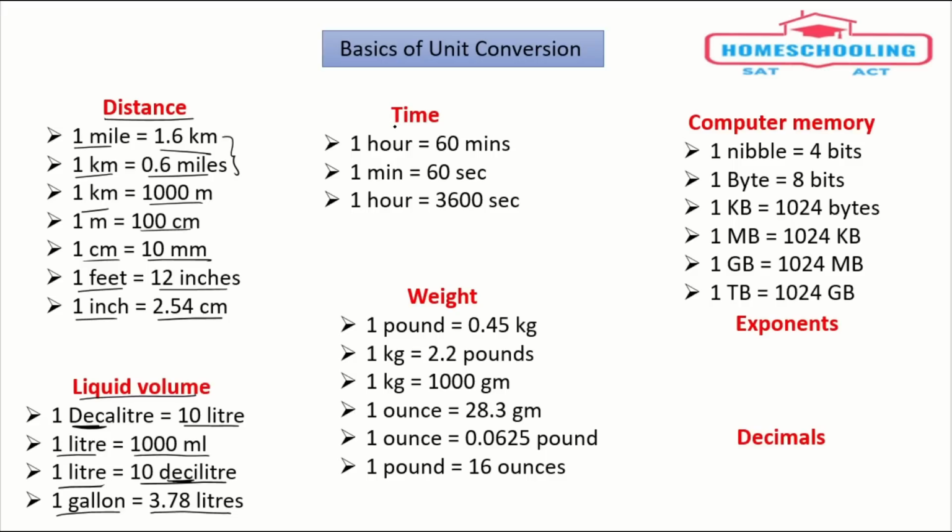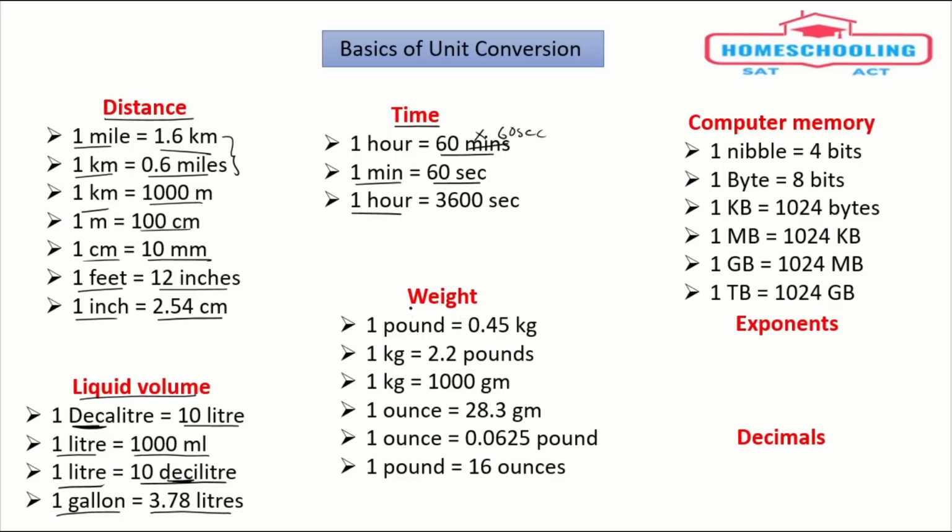Now let's come to the time. 1 hour is equal to 60 minutes. We know that, and 1 minute has 60 seconds. So how many seconds are there in 1 hour? As we know, 1 hour has 60 minutes, and 1 minute has 60 seconds. So 60 into 60 is equal to 3600 seconds.